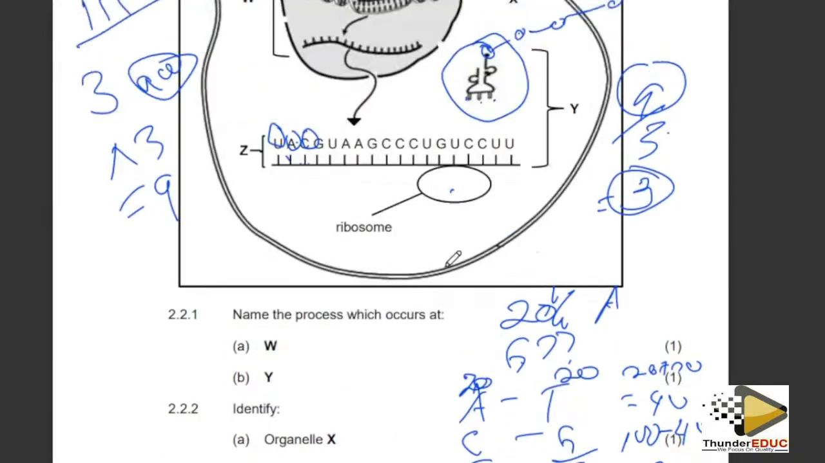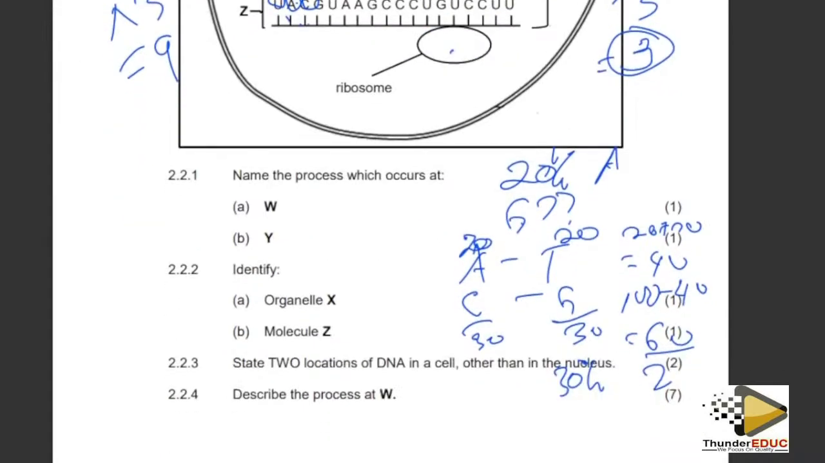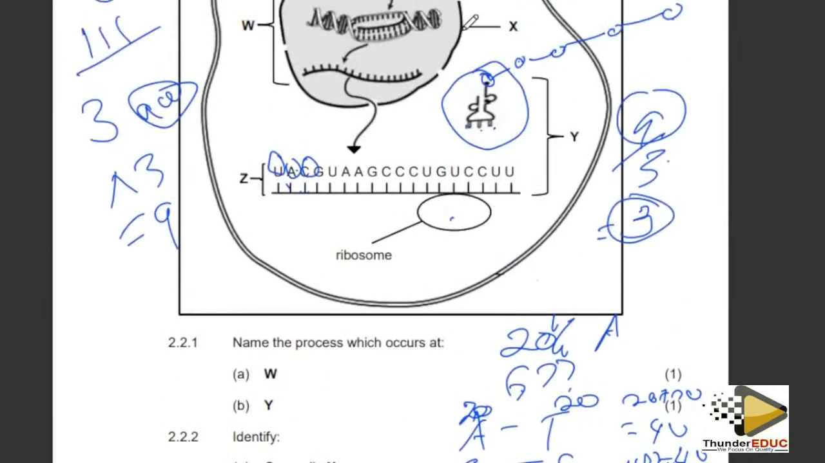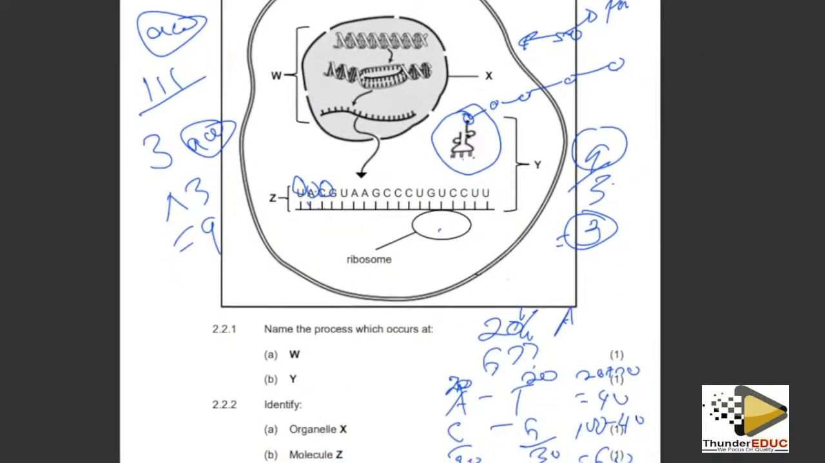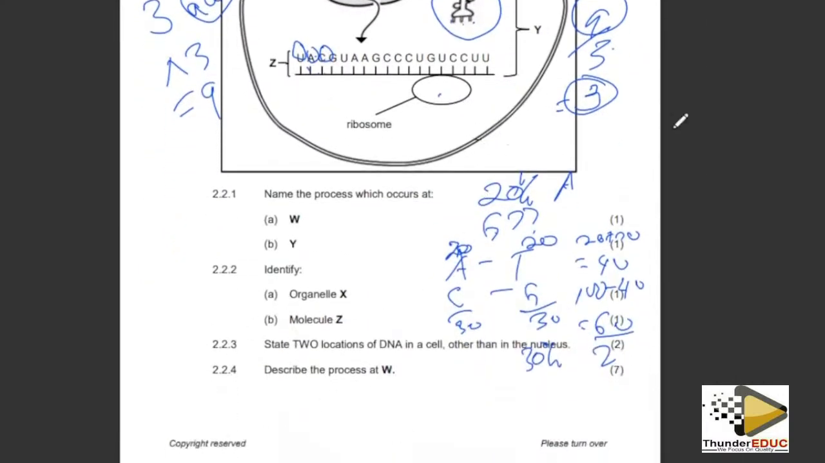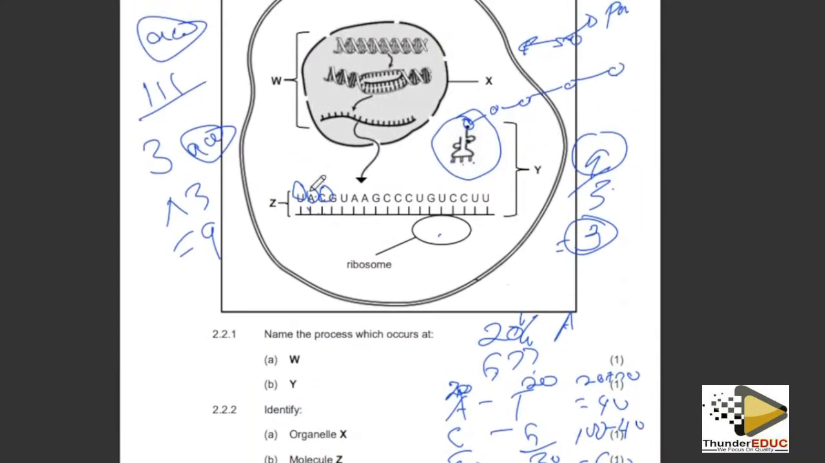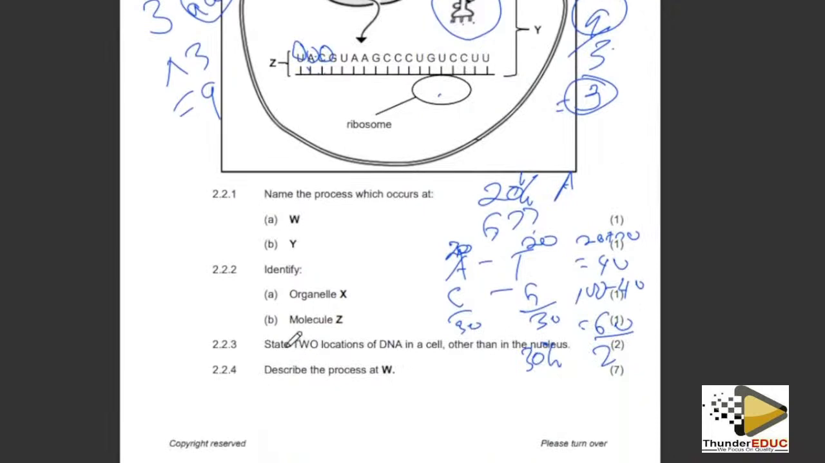I'm using these as examples. So which organelle is X? We have seen that organelle X is the nucleus. And which molecule is Z? Z is messenger RNA. Don't just say RNA, it's messenger RNA.